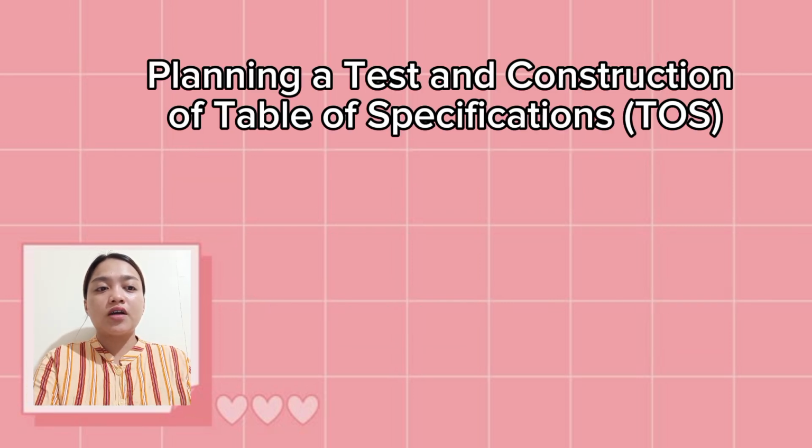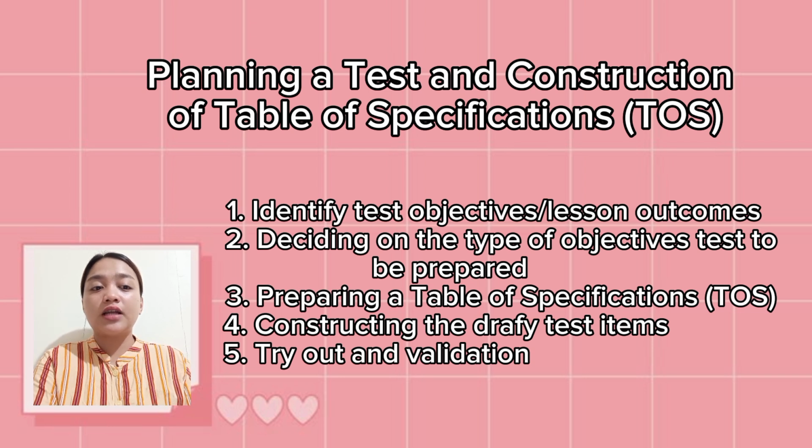Planning a test and construction of the table of specifications or TOS. Here are the important steps in planning for a test. First, identifying test objectives and lesson outcomes. When we say test objectives, kung unsay imong gamiton, multiple choice ba siya or matching type. And also the lesson outcome, kung unsay gusto nimo nga mahibal-an sa estudyante, unsay gusto nimo nga masabtan, and kung unsay mabuhat or kaya nga mabuhat sa estudyante.